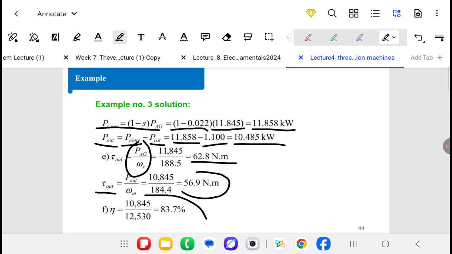The efficiency is equal to the output power divided by input power times 100, which is equal to 82.7%.